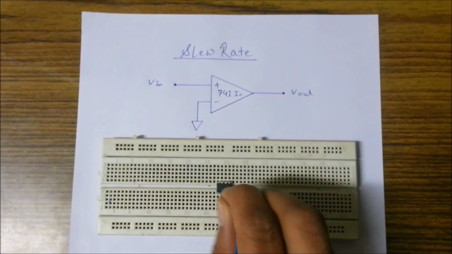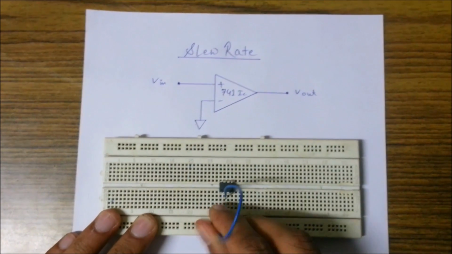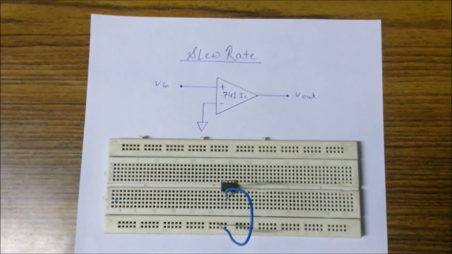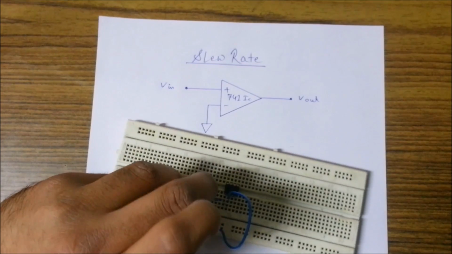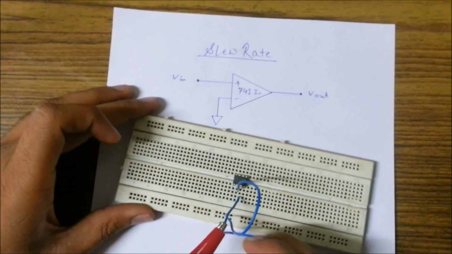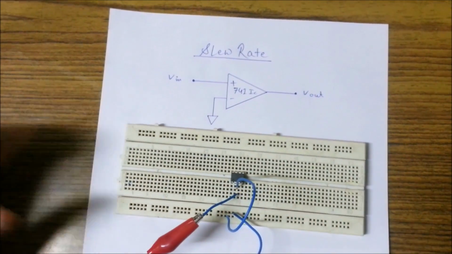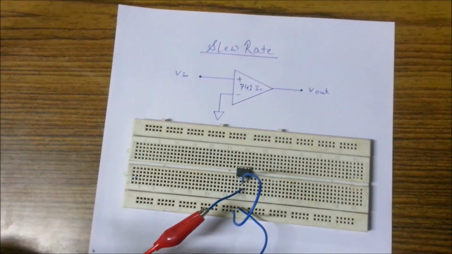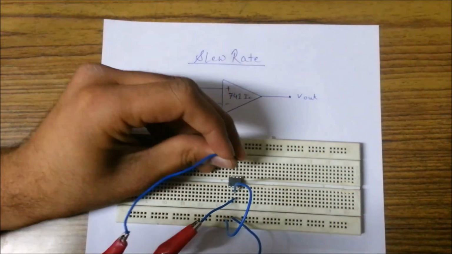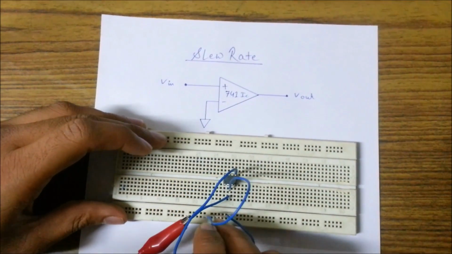We just placed the 741 IC on the breadboard and we are grounding pin number 2. We are applying the inputs to pin number 3, that is the positive pin, and taking the output over pin number 6. We are connecting BNC from the CRO now.